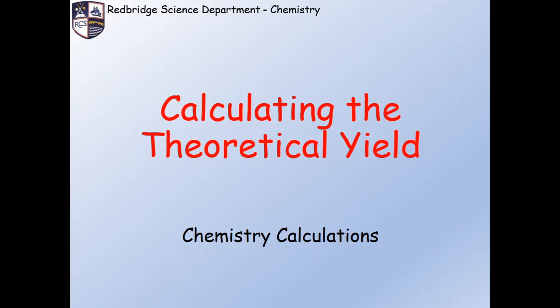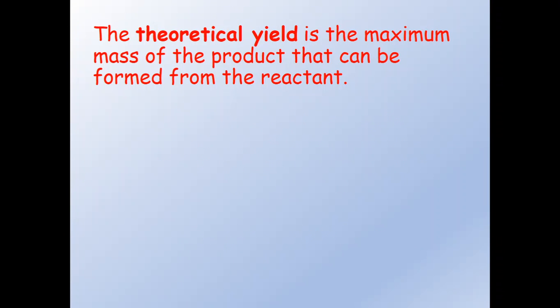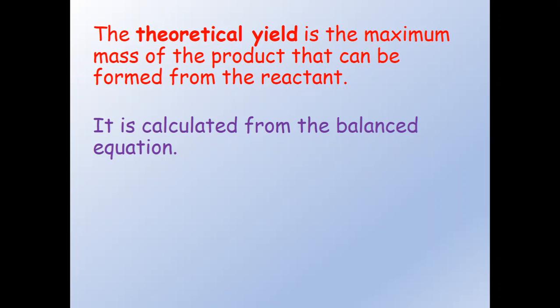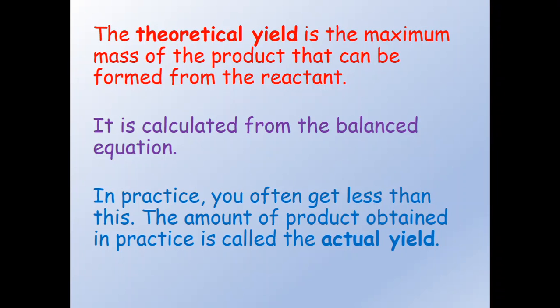In this video we are going to look at how to calculate the theoretical yield. The theoretical yield is the maximum mass of the product that can be formed from the reactant. It is calculated from the balanced equation, and in practice you often get less than the theoretical yield. The amount of product obtained in practice is called the actual yield.